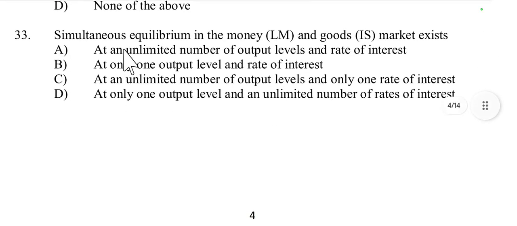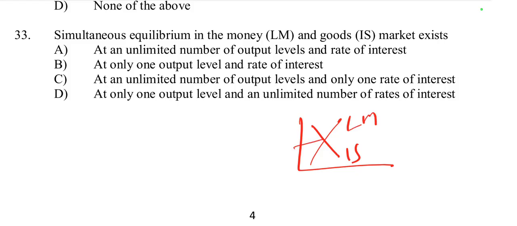Then question number 33, simultaneous equilibrium in the money or LM and goods, that is IS market, exists. So simultaneous equilibrium in the money market and goods market means IS and LM curve, equilibrium position. This is the equilibrium position at an unlimited number of output levels and rates of interest? No, at only one output level and rate of interest. Yes, at only one output level and rate of interest. So this is the answer, because the interaction of the IS-LM curves gives a unique equilibrium in terms of both output and interest rate.